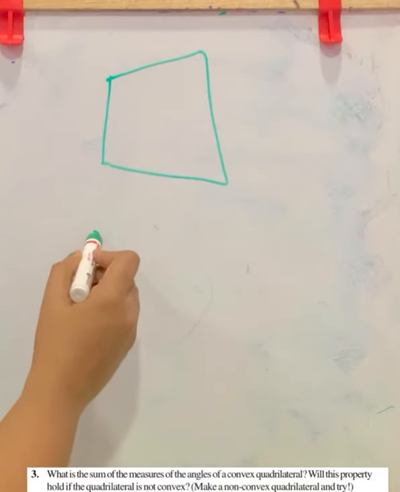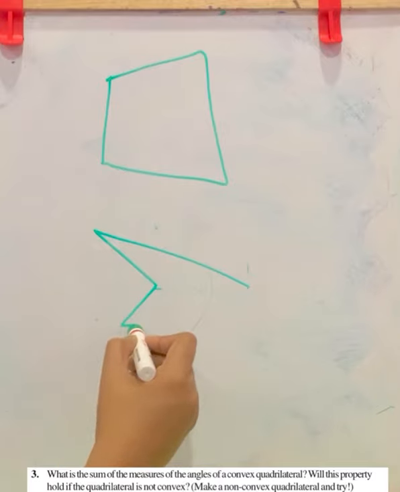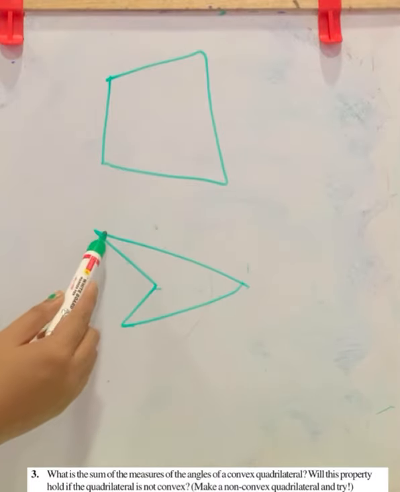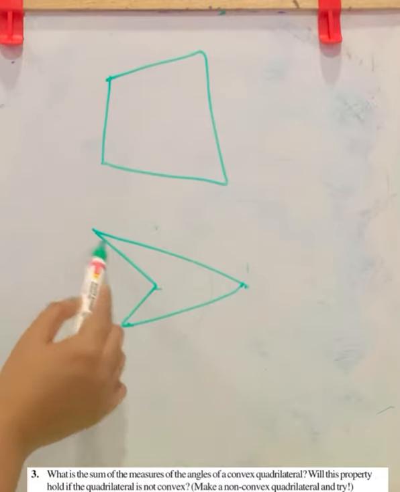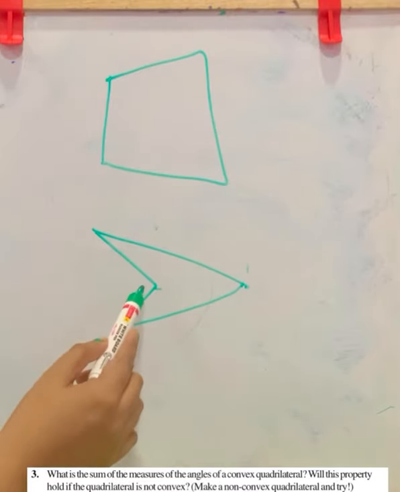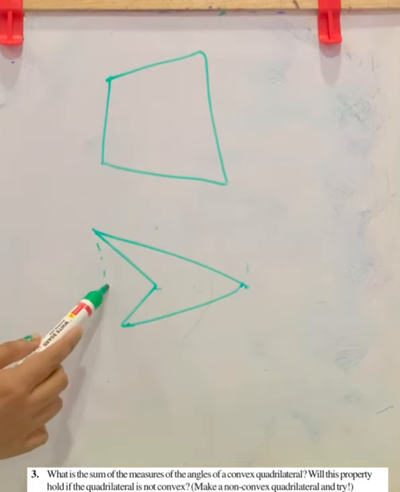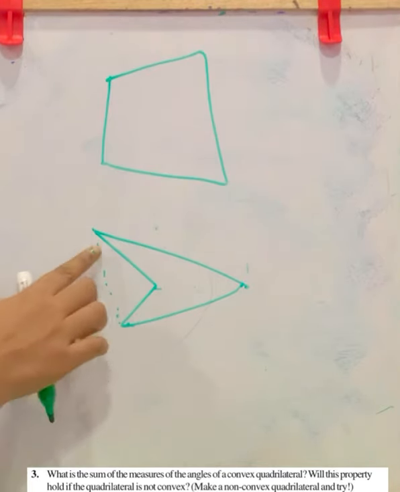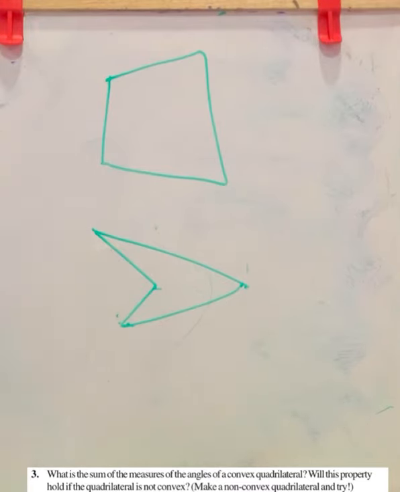Now let us draw another quadrilateral with 4 sides. Here how many sides are there? 1, 2, 3, 4. 4 sides and 4 vertices. So this is a concave quadrilateral because this diagonal comes in the exterior of the figure. So that is a concave quadrilateral. Now check what is the angle sum property of these two quadrilaterals. Here, how will we find?